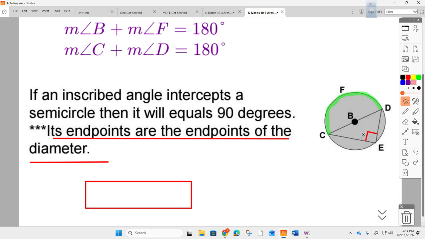Just if you see a triangle that's inscribed in the circle, that means the vertices are all on the circle, and the endpoints of this angle are actually the endpoints of the diameter. Now we know that that inscribed angle is 90 degrees, which makes sense because we already know that its arc is 180, right? So that's all we're saying there.